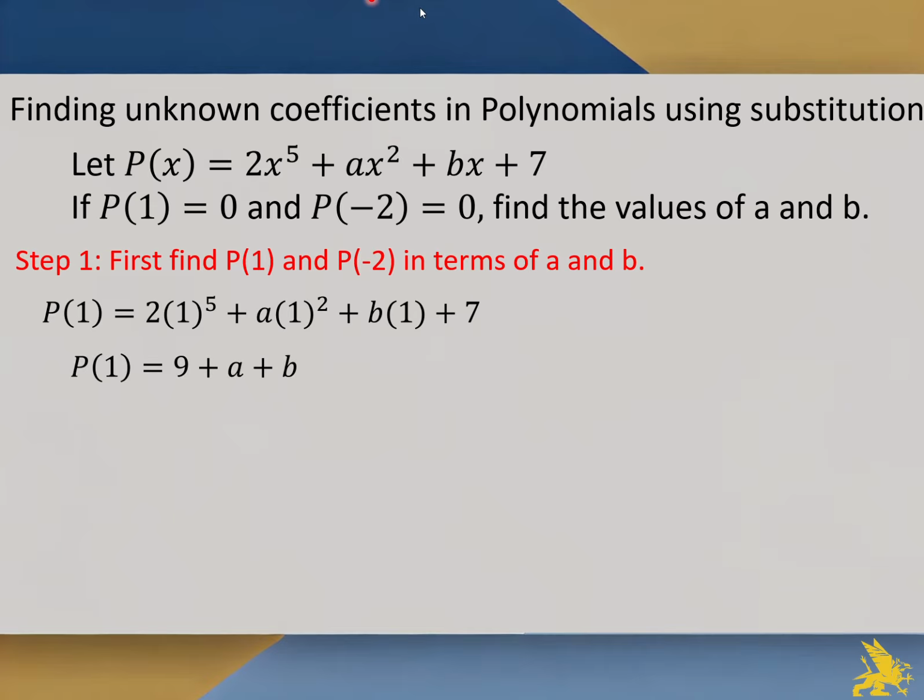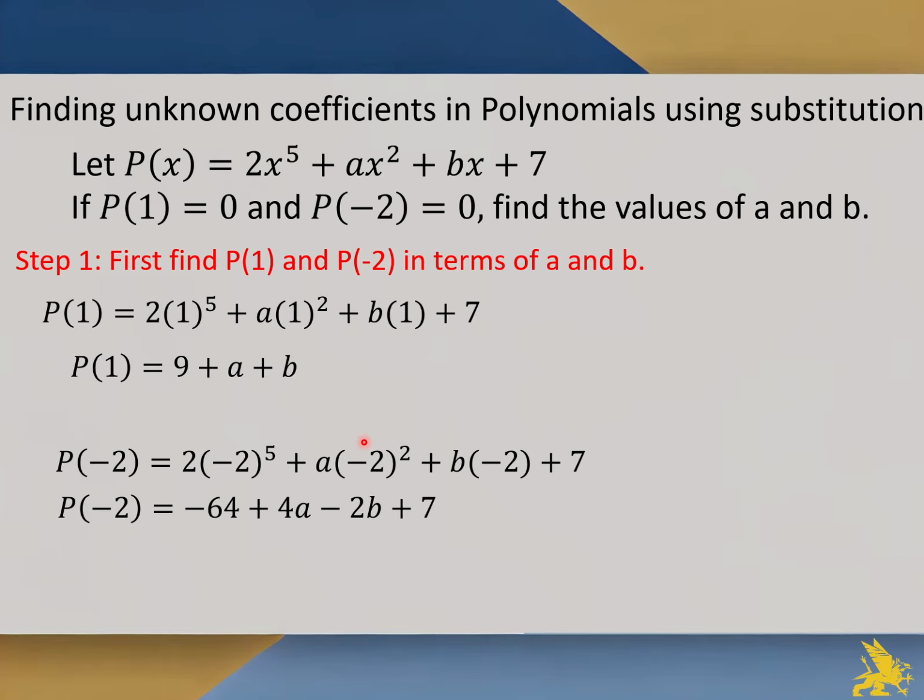So that will just give us 9 plus a plus b. Okay, so now we've got this. We're going to do the same thing with -2. So wherever I see an x value, I'm just putting in -2, and then I'm just going to simplify that down. And if I simplify that down enough, I'll just have it as -57 plus 4a minus 2b.